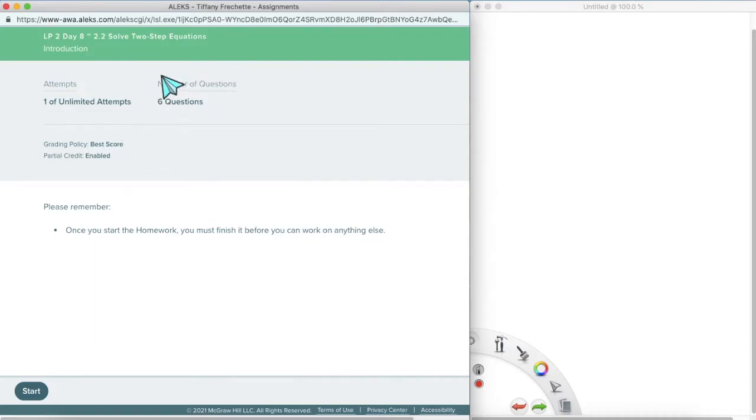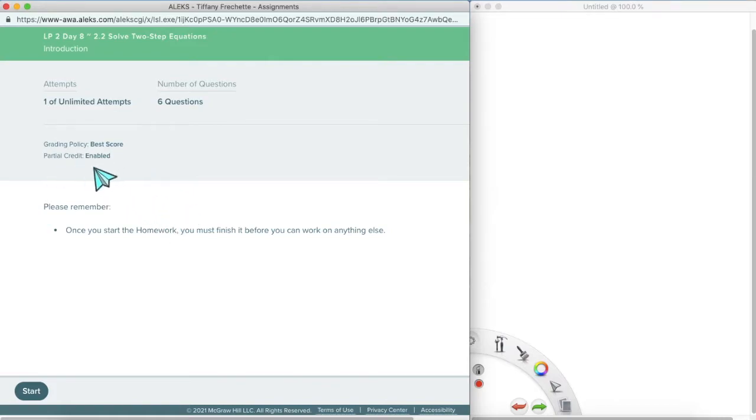This particular assignment has 6 questions in it, and the grading policy is always best score, so no matter how many attempts you come in and do or try out, you always have the best one. So if your very first attempt was your best score, that is your score. Hopefully as you go in and do it, you increase it each time.